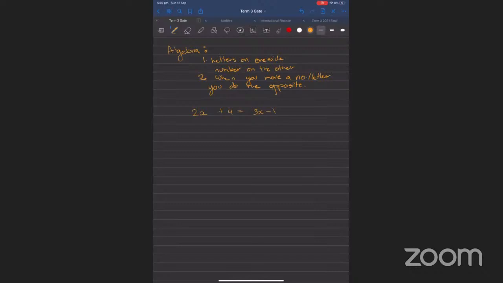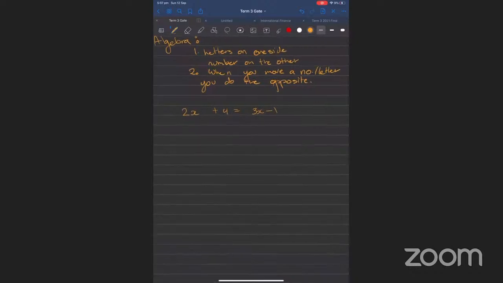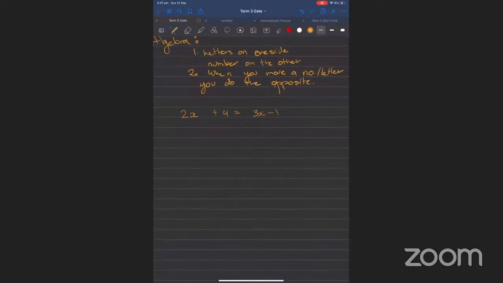Abir, send the answer to everyone in the chat. It'll be interesting to see how many people will send me the same answer as Abir. Just to clarify, it's 2x plus 4 is equal to 3x minus 1. Mervin, mine is probably unique. I don't think anyone has done the exact same one as I have. Interesting.